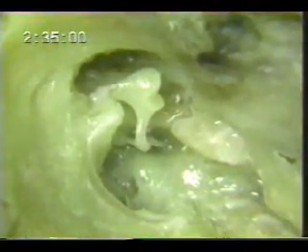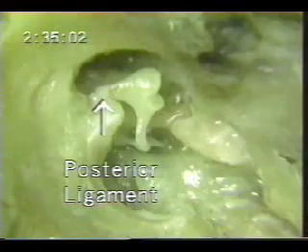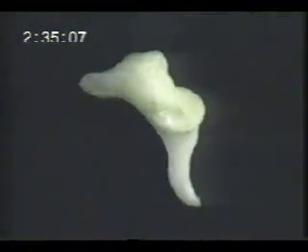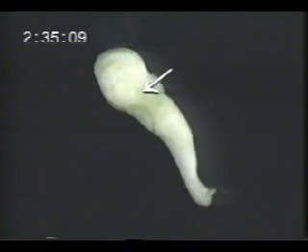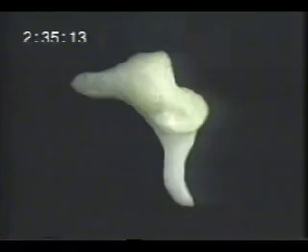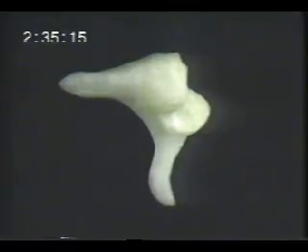The short crus points backwards. The tip of the short crus is tethered to the wall of the tympanic cavity here by the posterior ligament of the incus. On the front of the body of the incus there's a saddle-shaped joint surface at which the incus articulates with the malleus. Here's the joint surface.